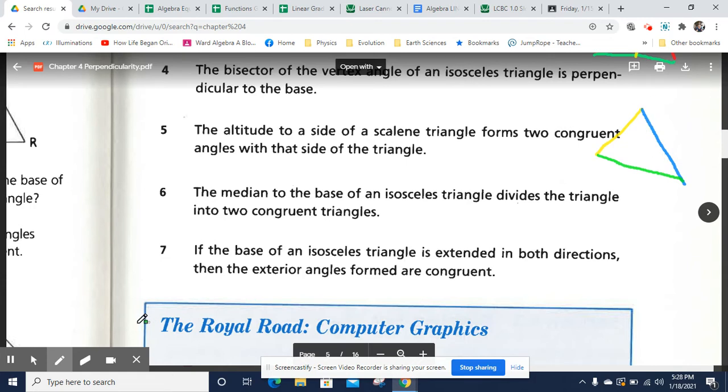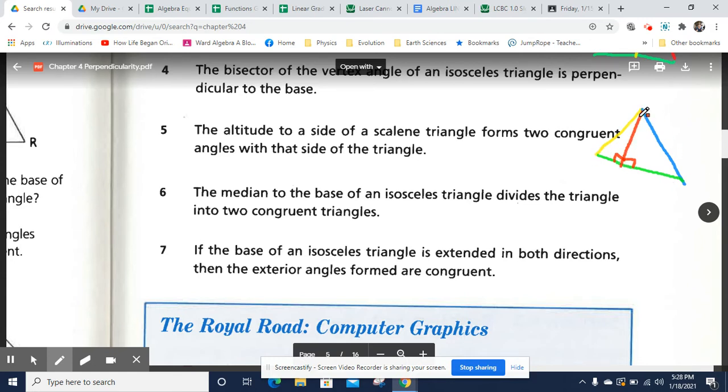And then we'll draw an altitude. Okay, doesn't matter which one of these it is, but there's an altitude. And since it's an altitude, that's a right angle, and that's a right angle. And so the altitude of the side of the scalene triangle forms two congruent angles with that side of the triangle. Now, I have drawn everything that is a given.